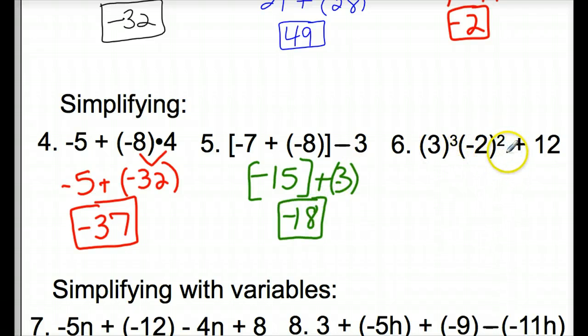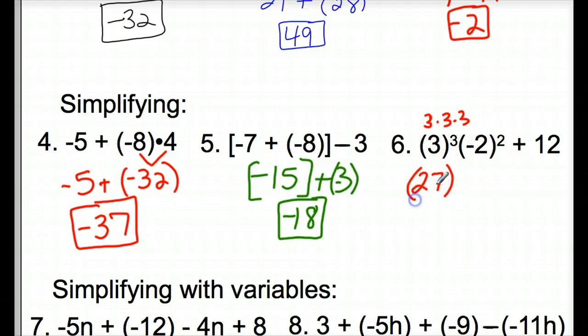Over here, we're working with some exponents, so we know we have to do those first. Then we want to multiply. Then we want to add this 12 very last. So 3 cubed, remember, is 3 times 3 times 3. It's not just 3 times 3. So 3 times 3 is 9, times 3 is 27.